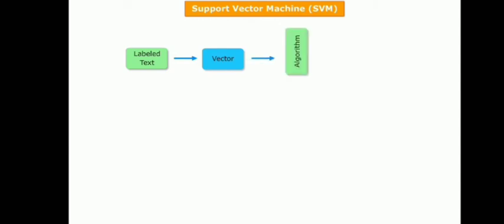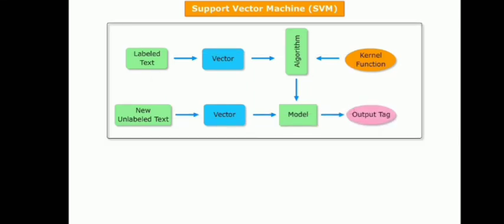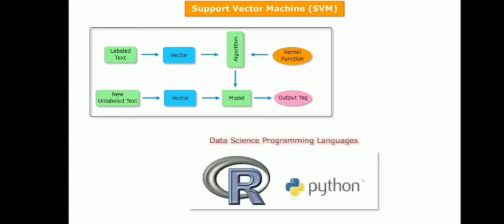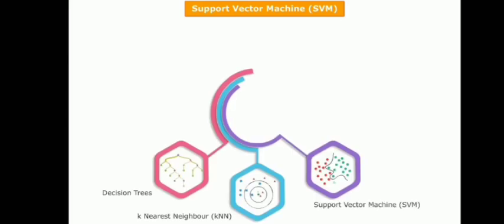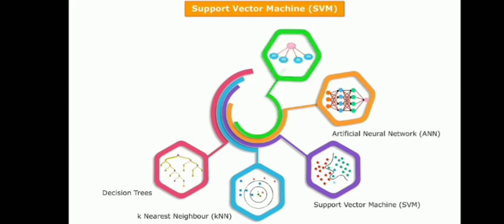While working with SVM, you have to take your set of labeled texts, convert them into vectors using word frequencies, and feed them to the algorithm. The algorithm uses your chosen kernel function to produce a model. When a new unlabeled text needs to be classified, you convert it into a vector and give it to the model, which outputs the tag of the text. These steps of SVM can easily be done in a variety of data science programming languages such as R, Python, etc. using different packages. Besides these techniques, there are some other techniques such as Artificial Neural Network (ANN) and Naive Bayesian model.